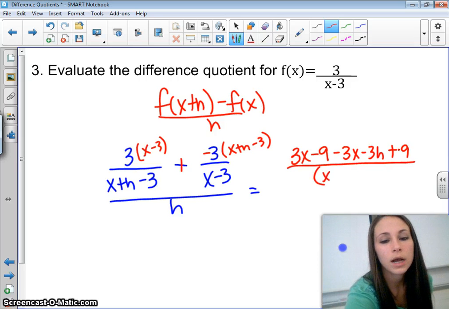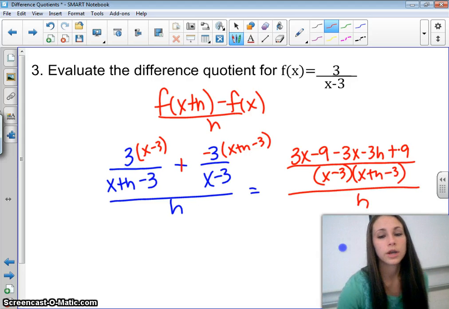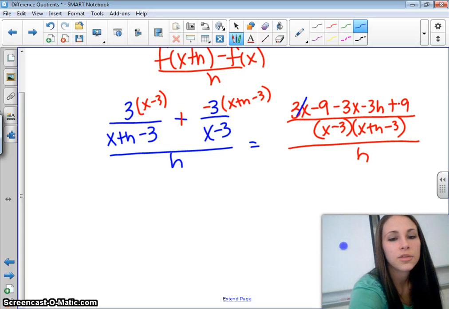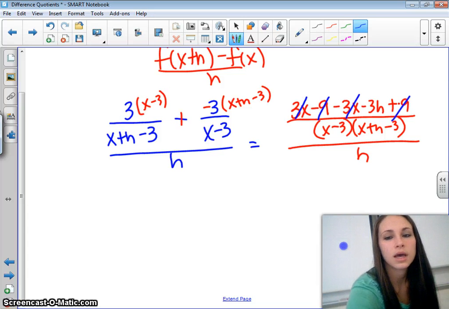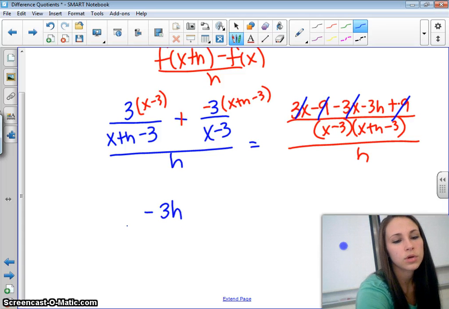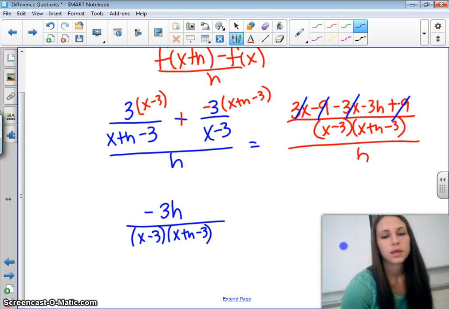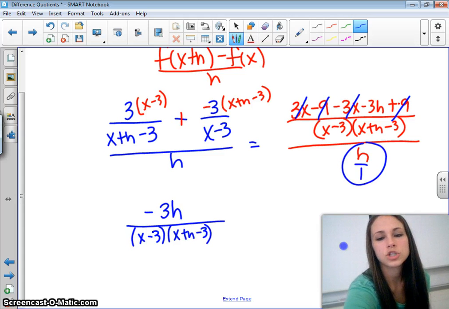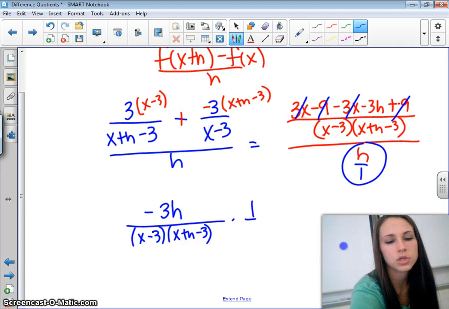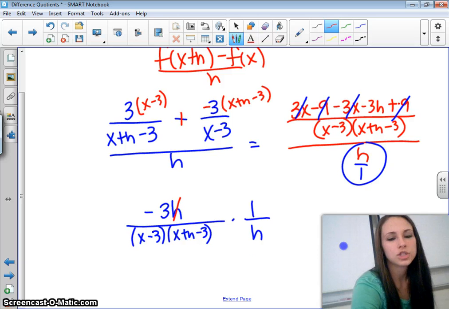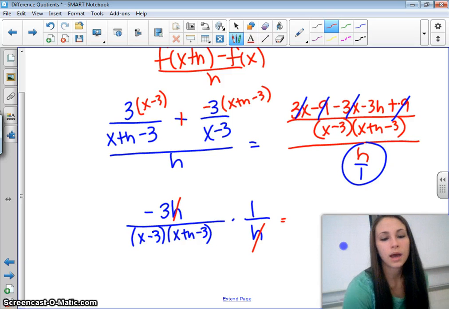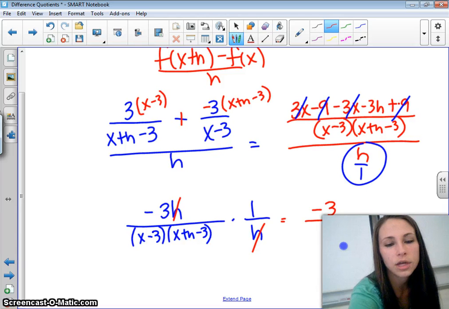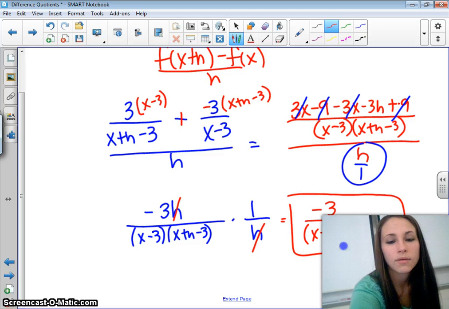Now, this is all over my common denominator, x minus 3 and x plus h minus 3, and then it's all over h. So then, my 3x's in the top cancel out, my negative 9, positive 9 cancels out. So negative 3h over x minus 3, x plus h minus 3 is in the bottom. I'm going to go ahead and take this h over 1, flip it and multiply, so 1 over h. My h's are going to cancel out, and so then I'm left with negative 3 over x minus 3, x plus h minus 3, and this would be my final answer.